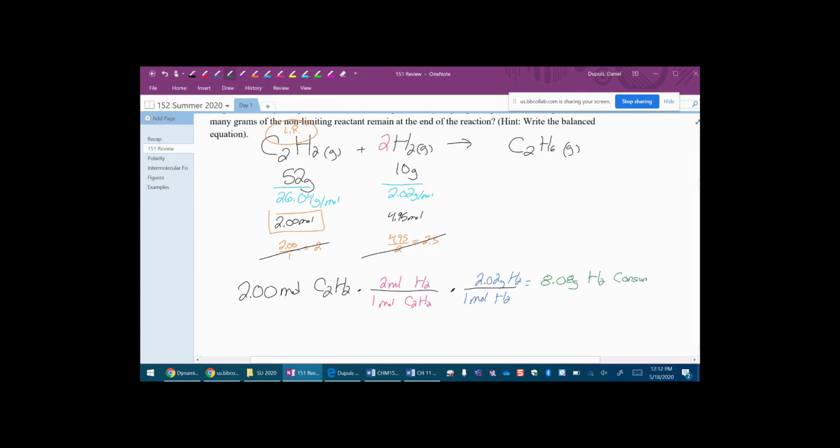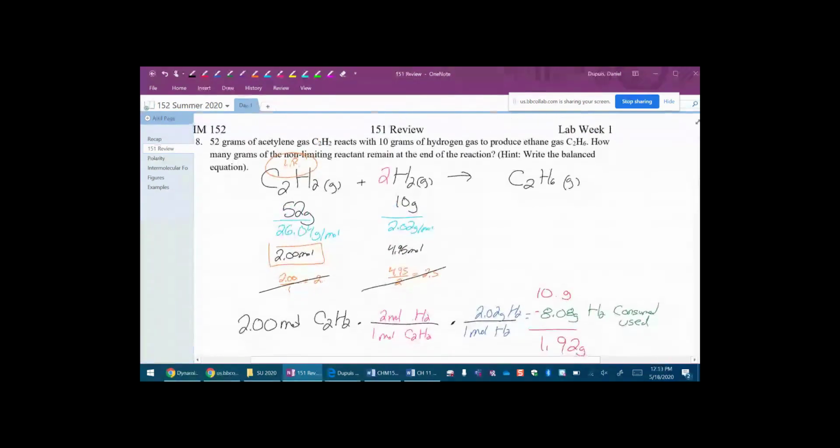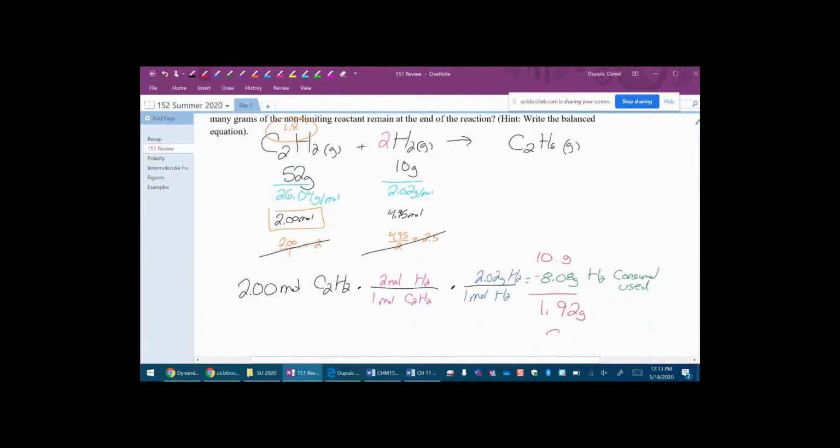consumed or used. So that means I start with 10 grams, subtract, that gives me what? 1.92 grams, which would be basically 2 grams H2 with 1 sig fig. There we go. That's it.